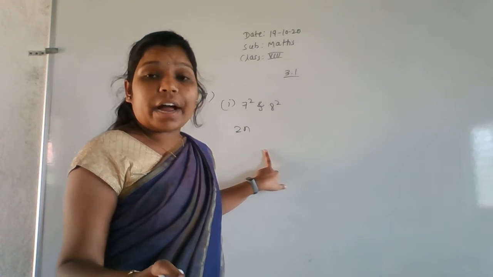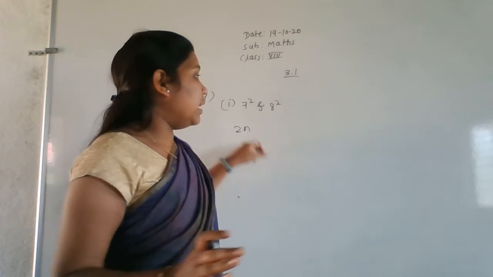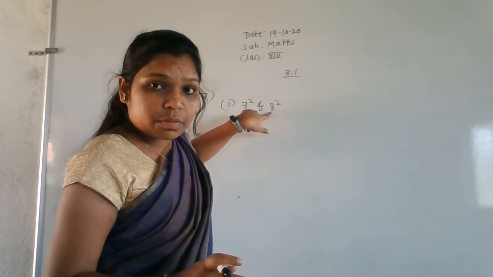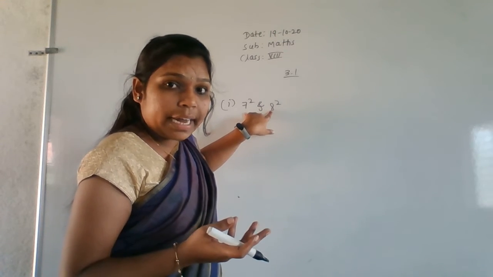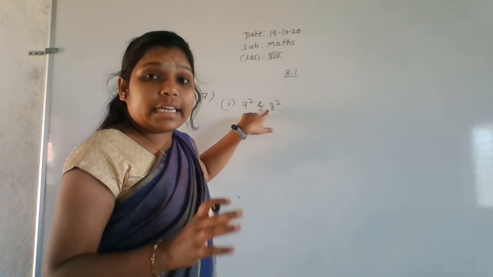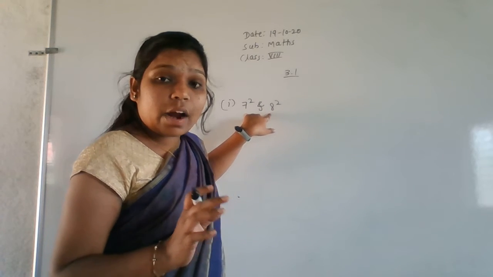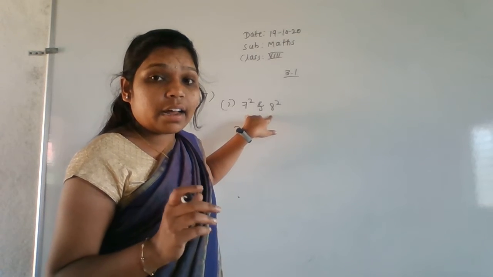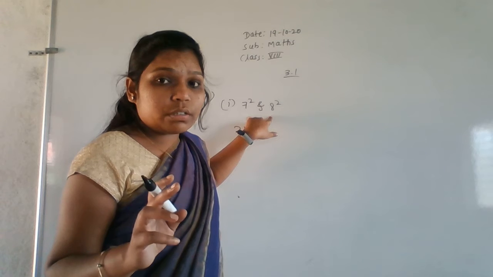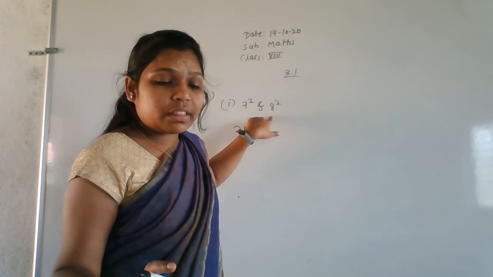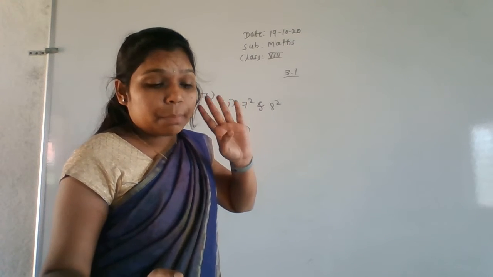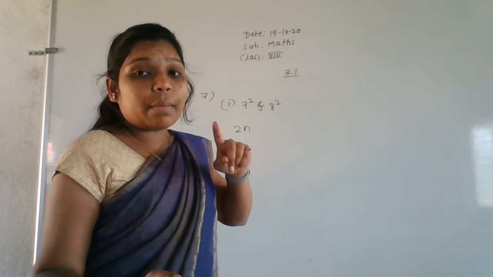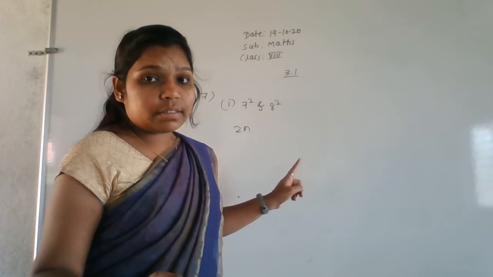They told us to find the non-square numbers in between 7 square and 8 square. This is n, right, and this is n plus 1. n is 7, n plus 1 is 8. So how many non-square numbers are there in between these two numbers? There are 2n non-square numbers. Page number 38, fourth rule I am using here.